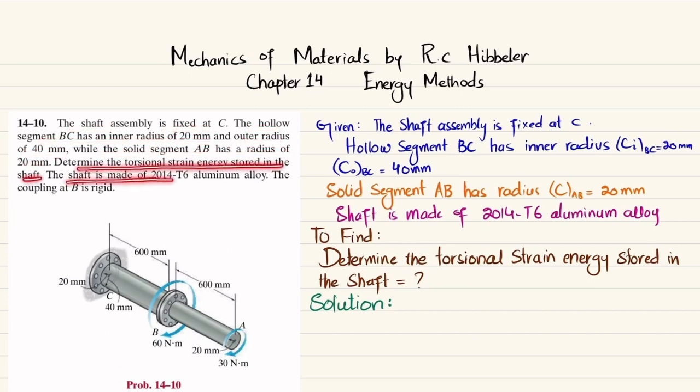The shaft is made of 2040 T6 aluminum alloy. The coupling at B is rigid. So you can see this is shaft BC and this is shaft AB. The end C is fixed. There is a coupling between shaft BC and AB, which is rigid. At point A, we have a clockwise torque of 30 Newton meter. At the coupling, we have a clockwise torque of 60 Newton meter. And this BC is hollow. Inner radius is given as 20 mm, and the outer radius for BC is 40 mm, while solid segment AB has radius 20 mm. So you have to determine the torsional strain energy stored in this shaft.